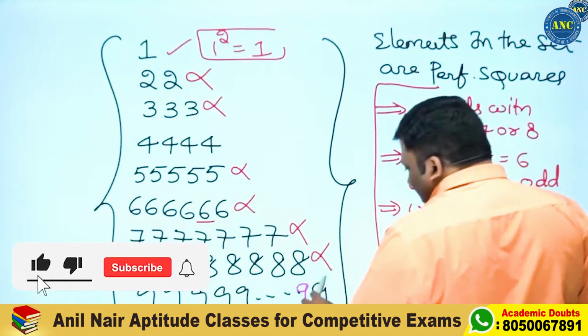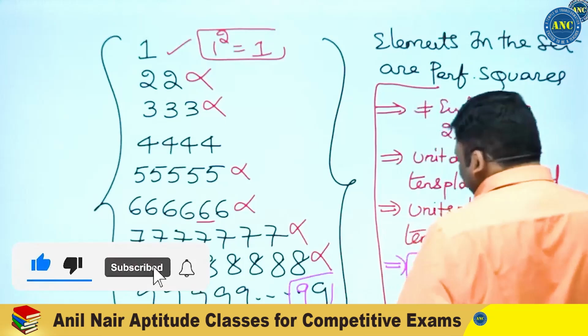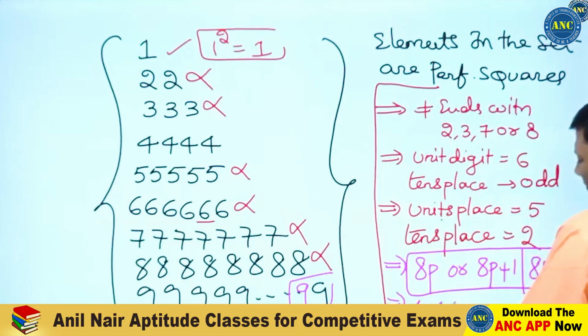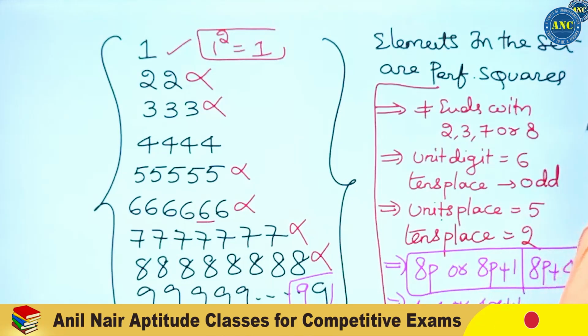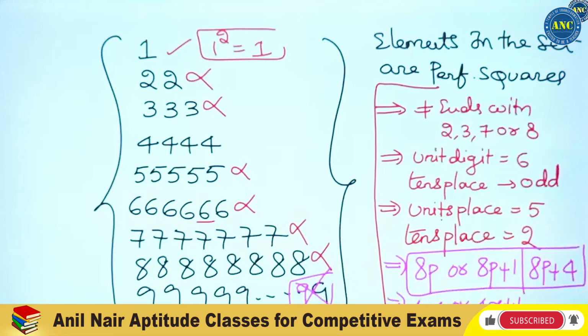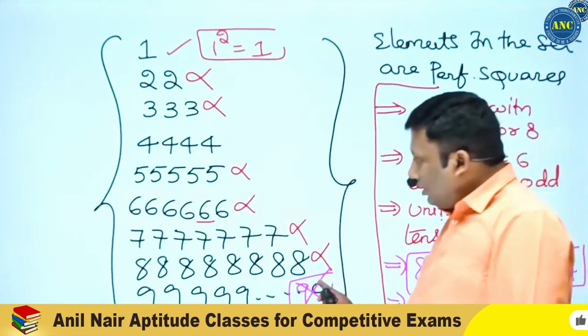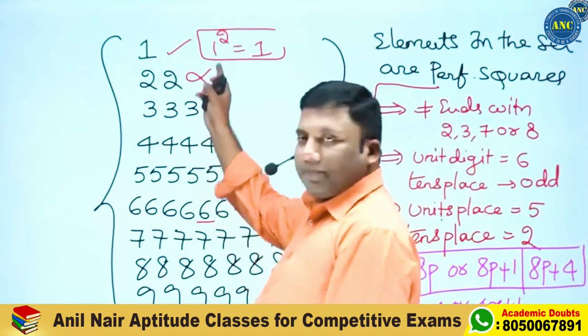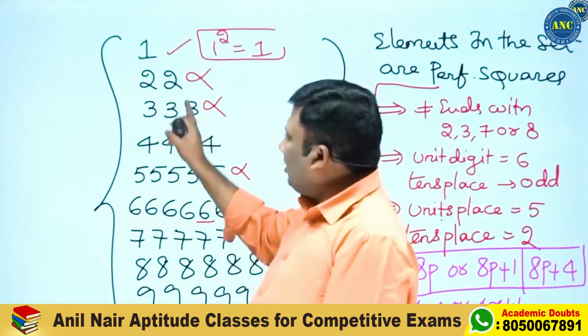999999. Last two digits are 99. Any perfect square when divided by 4 is perfectly divisible, or gives a remainder 1. 99 is 4 into 24 plus 3. This is out.